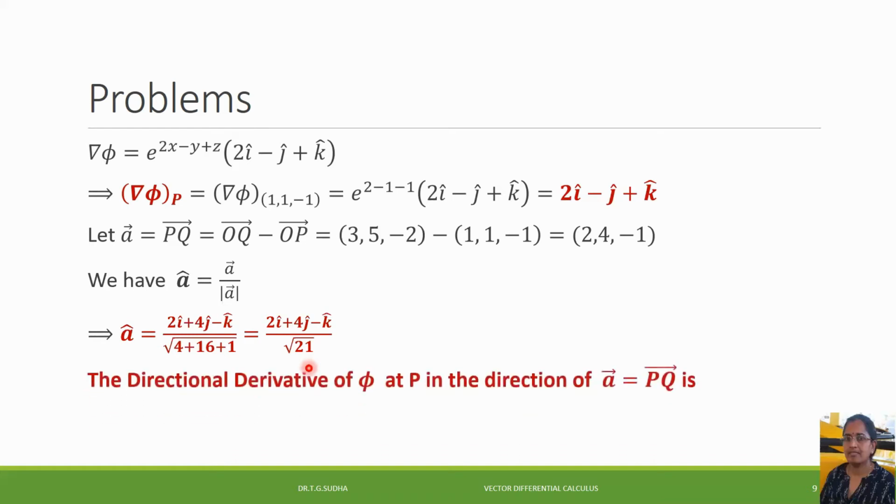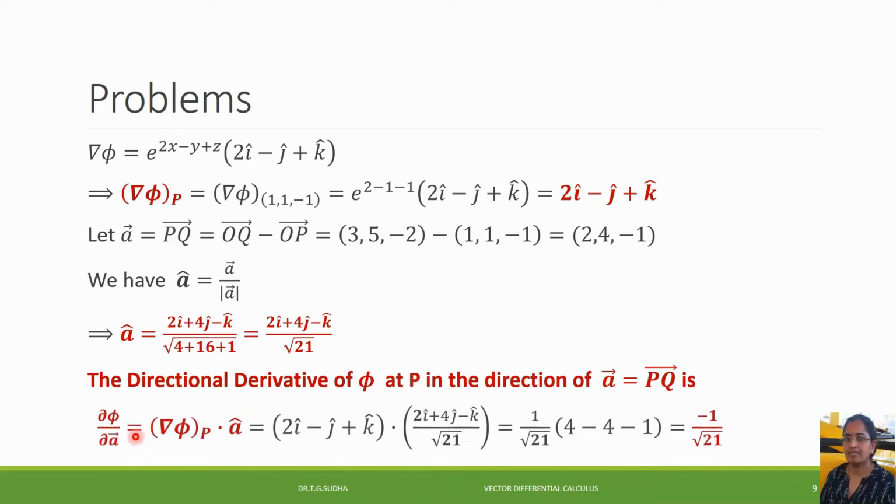Now the directional derivative of phi at P in the direction of A, that is PQ, is given by dou phi by dou A is equal to del phi at P dot A cap. So substitute for del phi at P, that is 2i minus j plus k, which we obtained here, dot A cap, that is 2i plus 4j minus k divided by root 21.